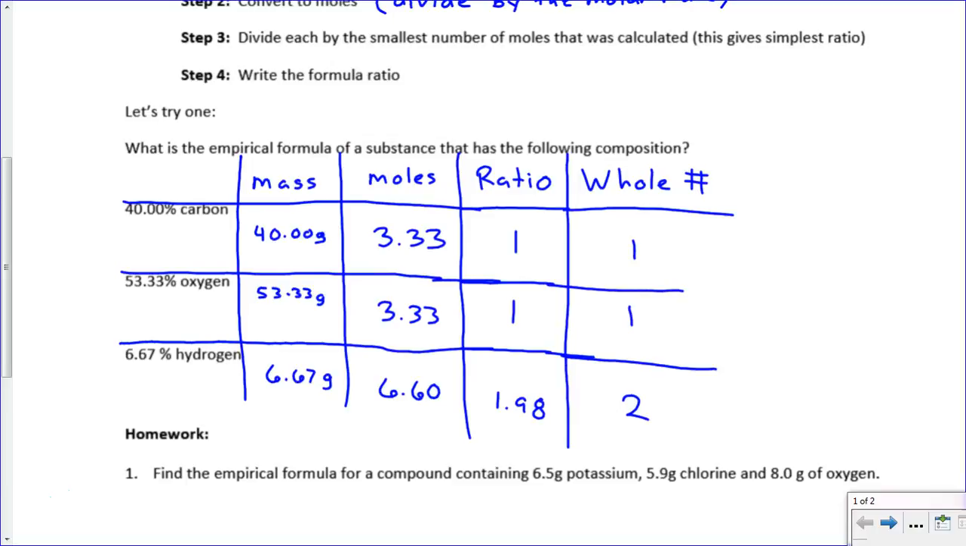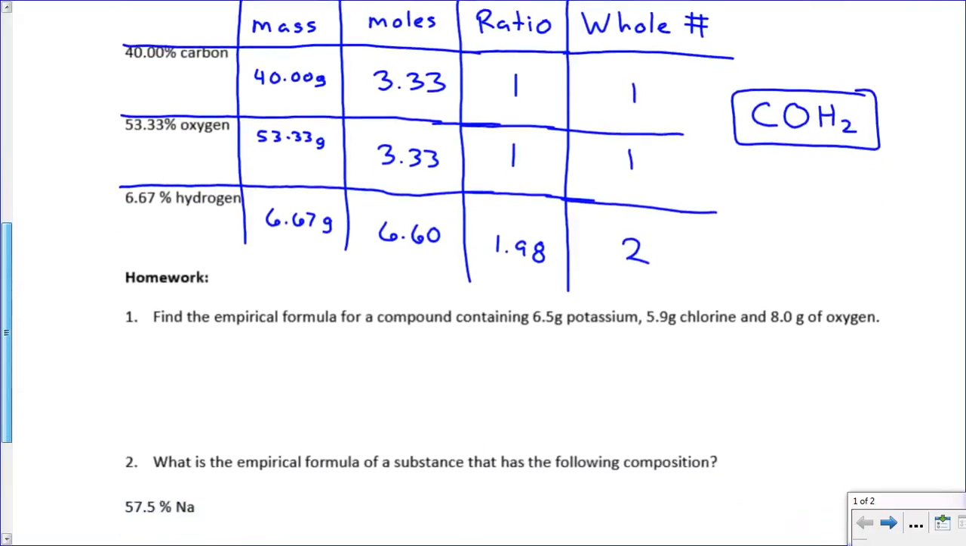So the last step here, for our whole number ratios, we've got 1 carbon, 1 oxygen, 2 hydrogens. And so the formula here, 1 carbon, 1 oxygen, 2 hydrogens, is COH2. And the whole point of it is to find this empirical formula in the end.